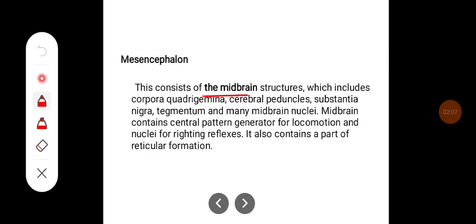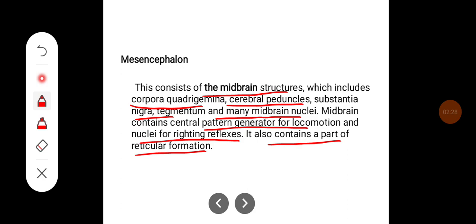The mesencephalon consists of midbrain structures, which include corpora quadrigemina, cerebral peduncles, substantia nigra, tegmentum, and midbrain nuclei. The midbrain contains the central pattern generator for locomotion and nuclei for righting reflexes. It also contains part of the reticular formation.